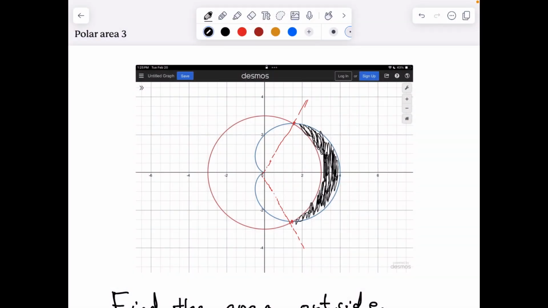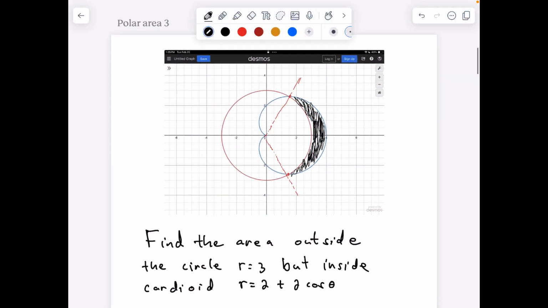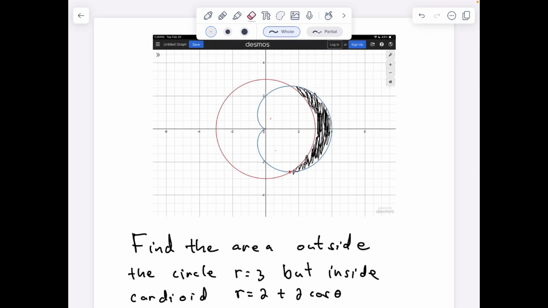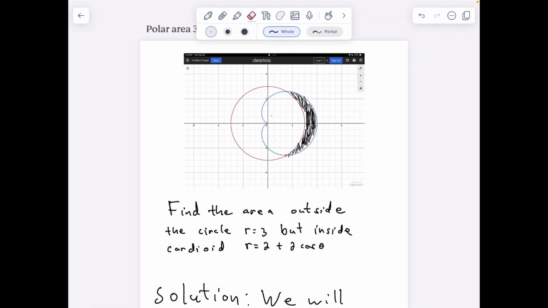All right, hello everyone. So today we have a question from Calculus 2, where we're finding the area outside of the circle r equals 3, but inside the cardioid r equals 2 plus 2 cosine theta. If you look at the picture above, in red is the circle, and in blue is the cardioid, or you can think of it as a heart. Kind of looks like a heart, right? Anyways, we're looking for that region that you see that's shaded in. That's the area that we're looking for.